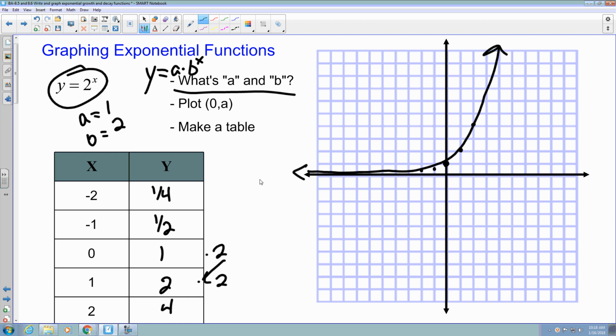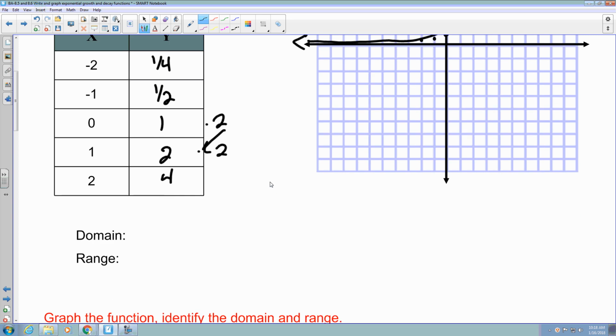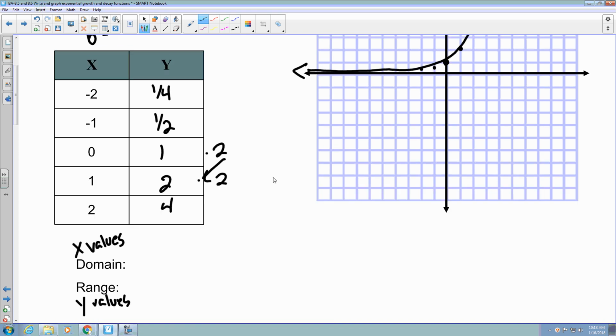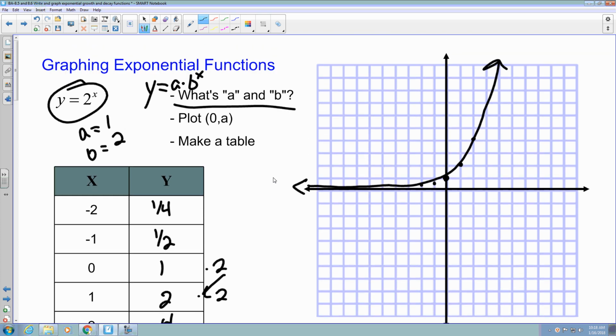Okay, and then the final thing that we're going to look at is domain and range. So from past lessons, the domain is considered to be all of the x values of the function, and the range is all of the y values of the function. So looking at the graph is going to help us decide on the domain and range.